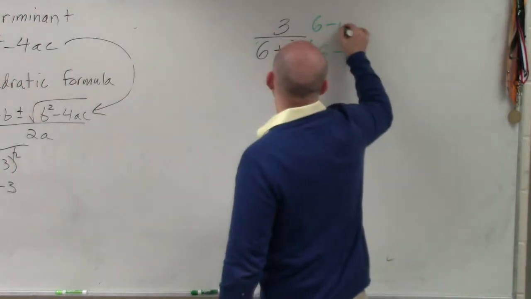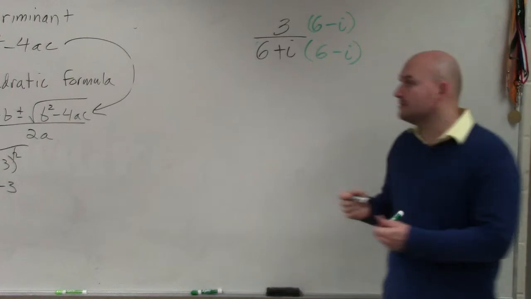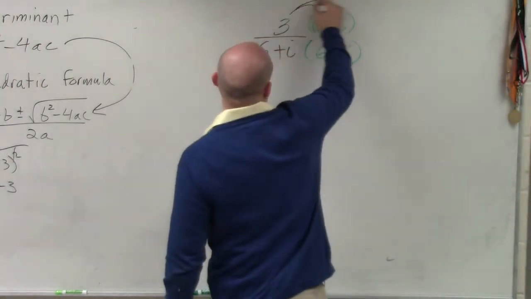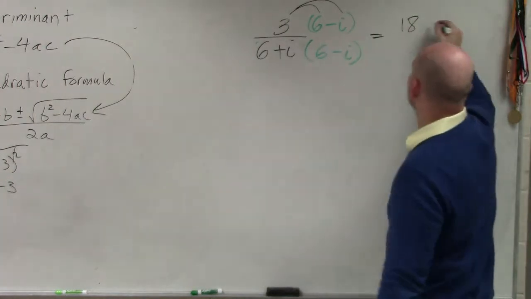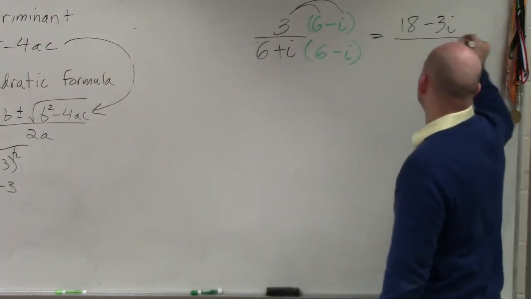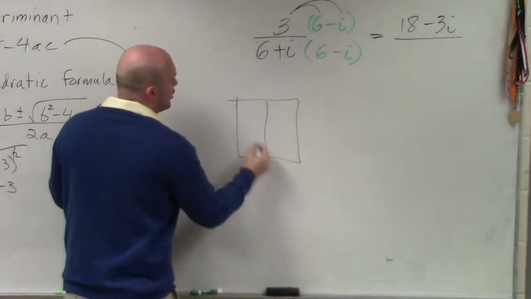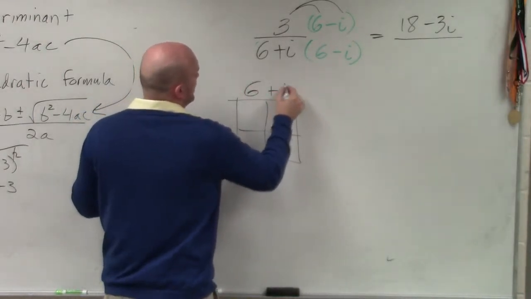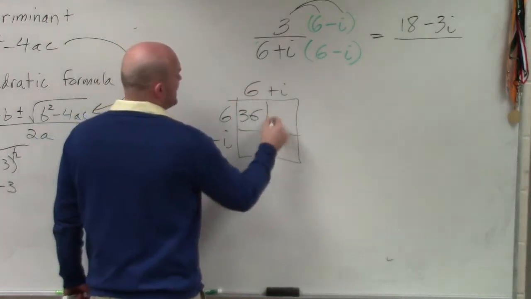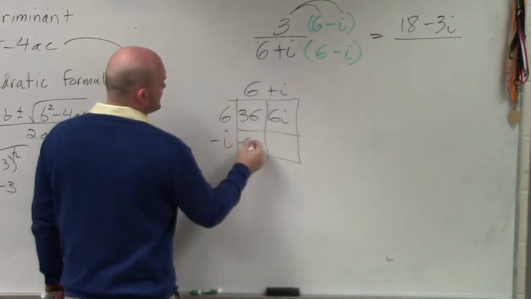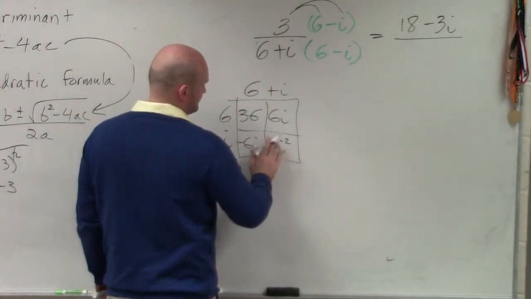So now what we're going to do is multiply. 3 times 6 is 18. 3 times negative i is negative 3i. Divided by... now here, you can use the box method if you want to. However, I hope you get used to knowing the difference of two squares. 6 times 6 is 36. 6 times i is 6i. 6 times negative i is negative 6i. Negative i times i is negative i squared.